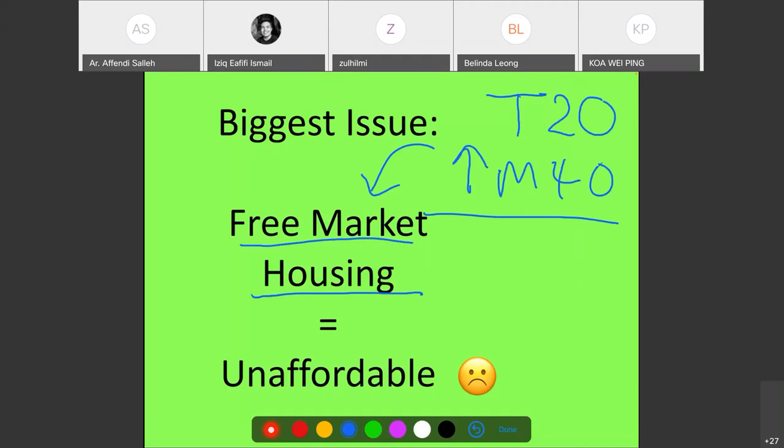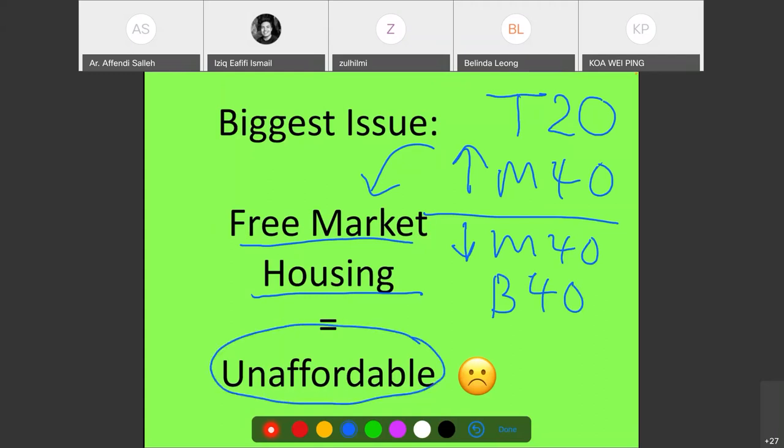Rumah teres RM600,000 ataupun semi-D of 1.2 million, banglo of 4 million ringgit, apartment of half a million ringgit, these guys can afford. But lower M40 and the bawah, the B40 guys, based on KRI research, they have to resort to rental. Affordability of housing is not in their game. They just could not afford it. Yeah, they have to rent. So it is the task of the government. Who else? The task of the government to provide affordable housing.